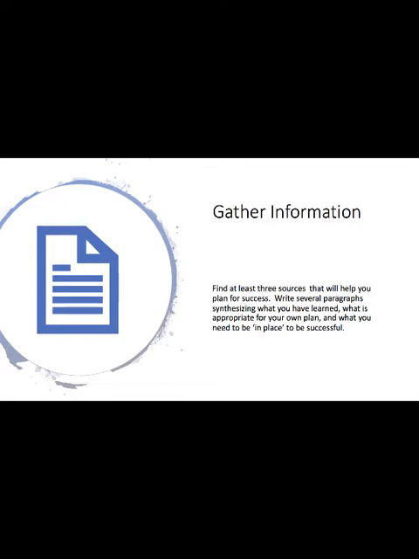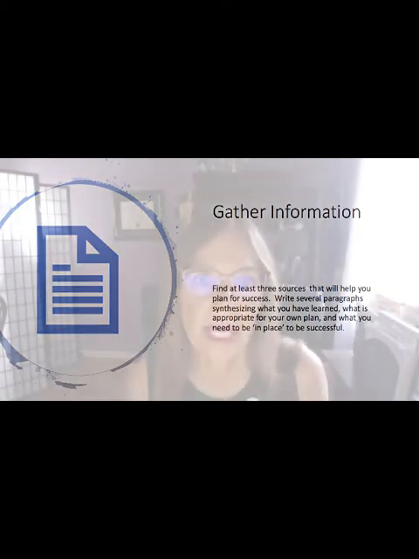So you're going to find at least 3 sources. You're going to write several paragraphs synthesizing what you learned from those sources. And then what would work for you out of that, right?